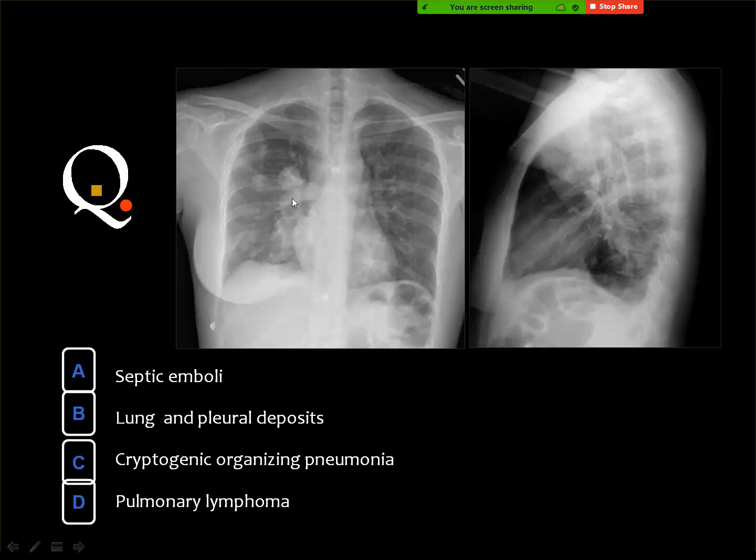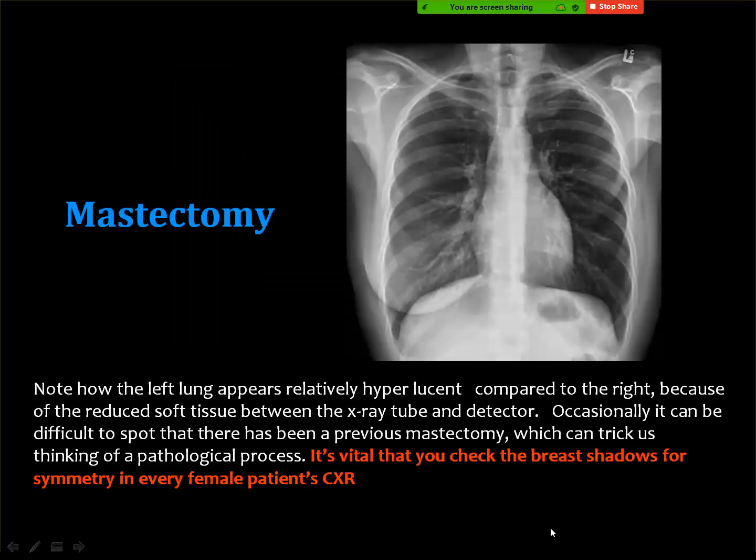Then you can see multiple lesions in the right lung and maybe in the left lung as well, and this is diagnostic of metastasis. Mastectomy is one of the common presentations in the exam, where the examiner depends on your attention to the absence of the shadow of the breast. Then you consider the history of the patient.